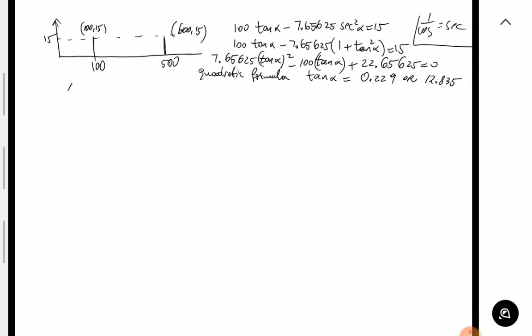Use the inverse tangent of those values. So therefore the range for alpha will be 13 degrees or 85 degrees. Okay, so I'm gonna leave you to your own devices to do the second part.